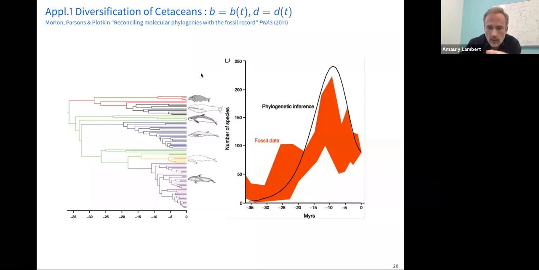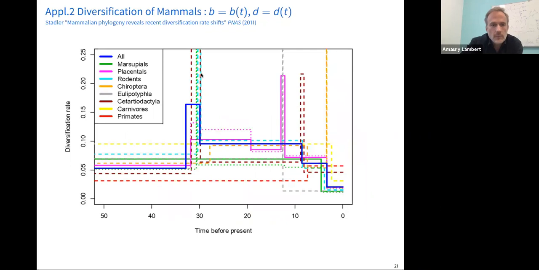And you see that they actually recover quite well what was known from the fossil record, an initially increasing number of species up to 200 to 250 species, and then contracting down to the 86 species of cetaceans that are known today. The second example is a sole author paper by Tanya Stadler.